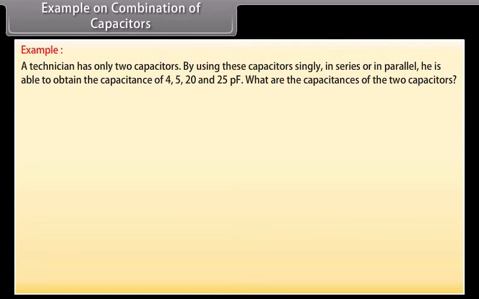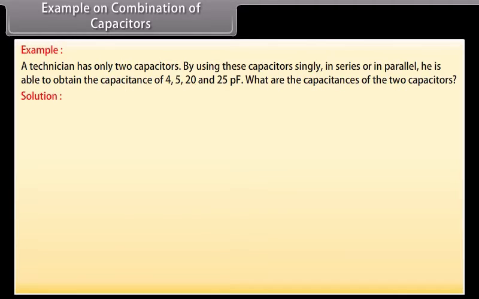Example on combination of capacitors. Let's take an example on combination of capacitors. A technician has only two capacitors. By using these capacitors singly, in series or in parallel, he is able to obtain the capacitances of 4, 5, 20 and 25 picofarad. What are the capacitances of the two capacitors?